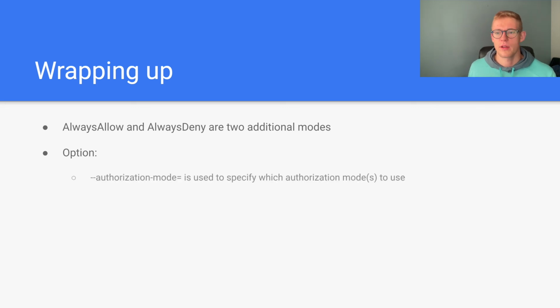And when we are setting up the kube-apiserver, we have to pass this authorization mode option to the API server in order to determine the method or methods of authorization that we're going to use. So we can use any combination of these methods that I have outlined in this video. We just have to specify this authorization-mode flag when we are running the kube-apiserver.